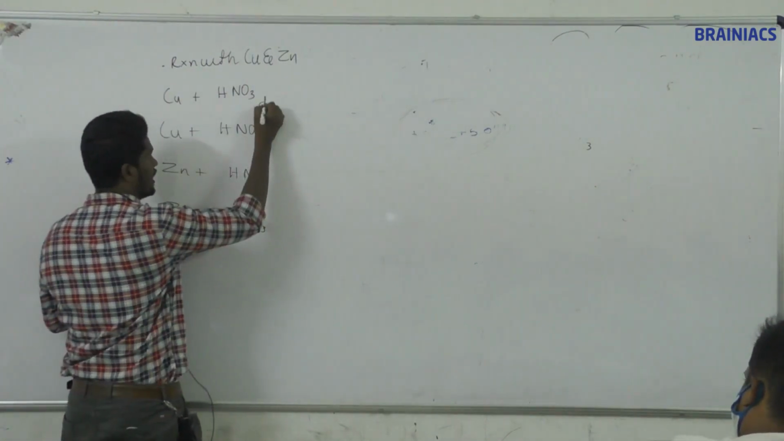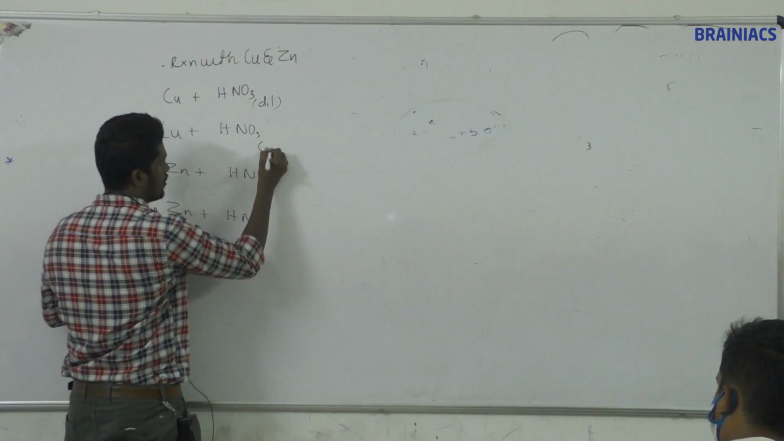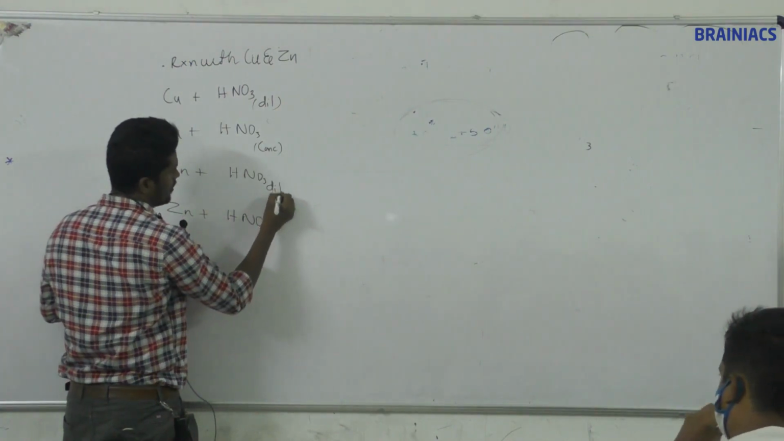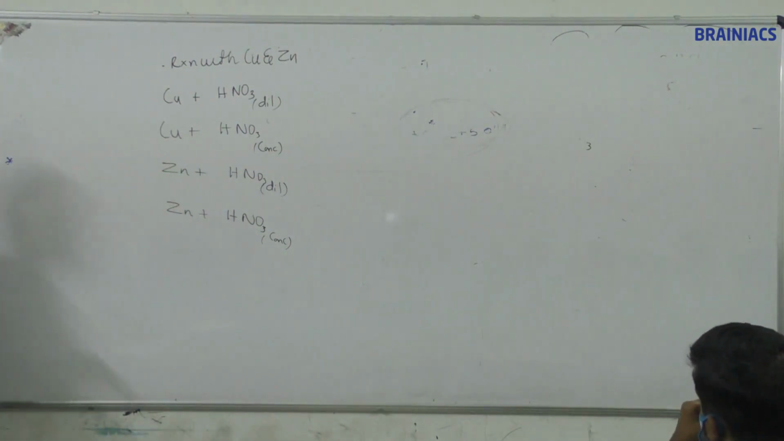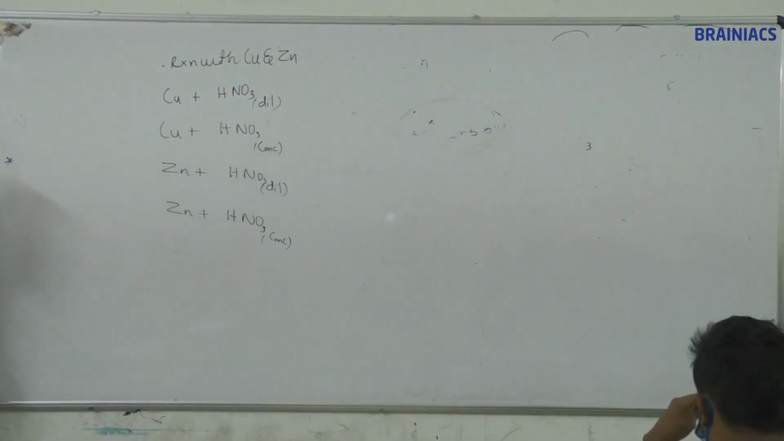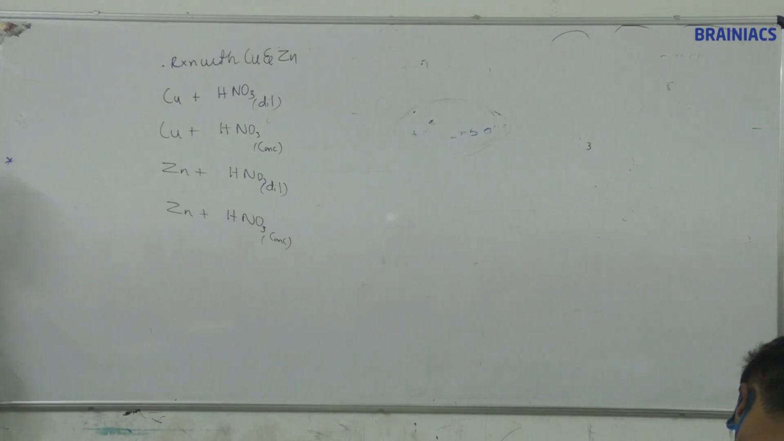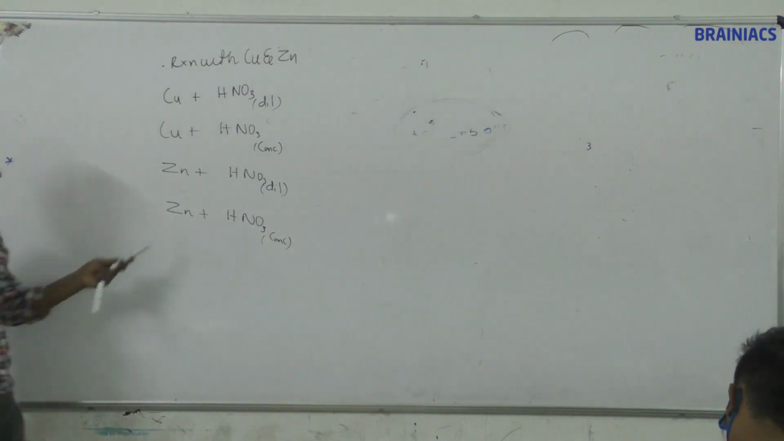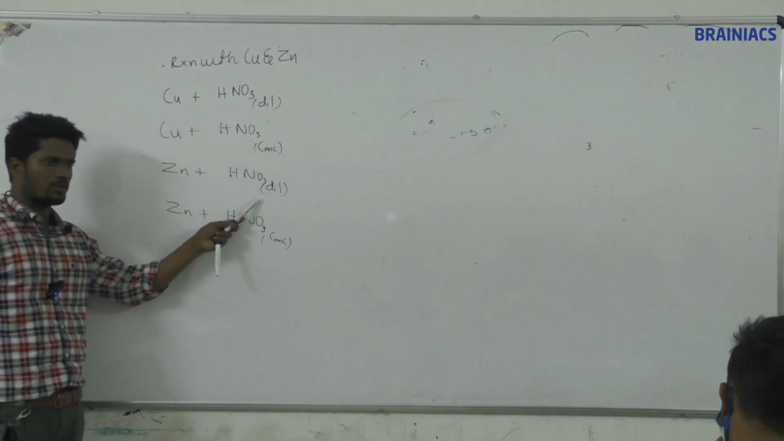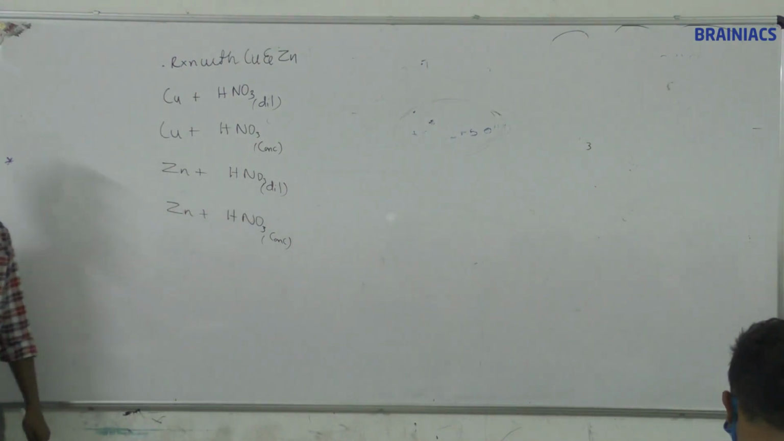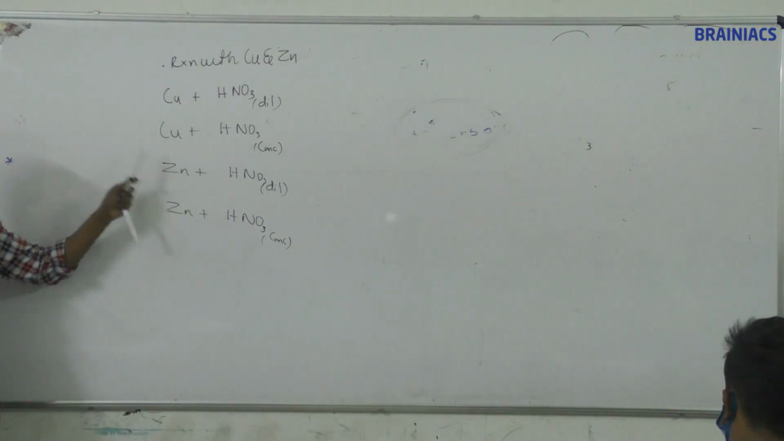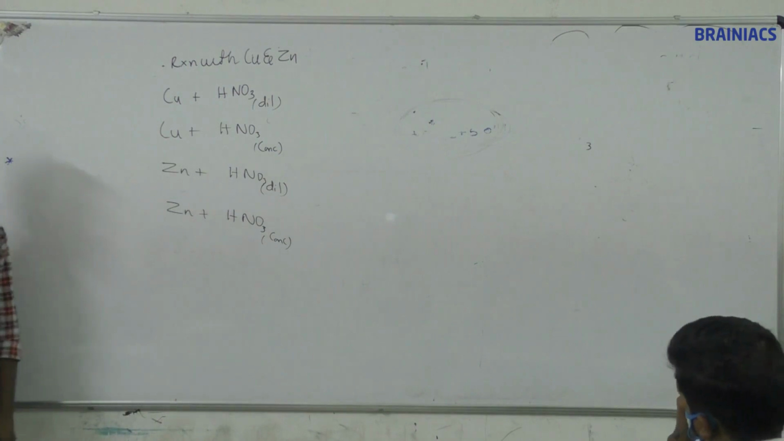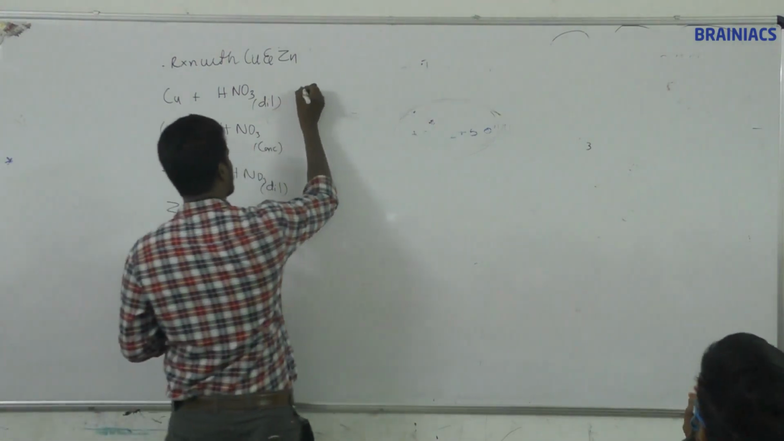So we have diluted HNO3 and concentrated HNO3. So what are the products formed when copper is reacted with the diluted HNO3 and when copper is treated with the concentrated HNO3? The same way, what are the products formed by zinc reacted with the diluted HNO3 and zinc reacted with the concentrated HNO3? So HNO3 is strongly acidic in nature, so most of the metals can dissolve in HNO3. So what will be the product formed here?